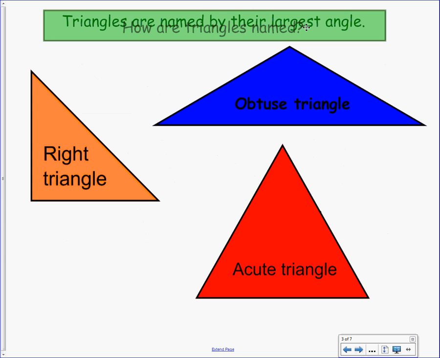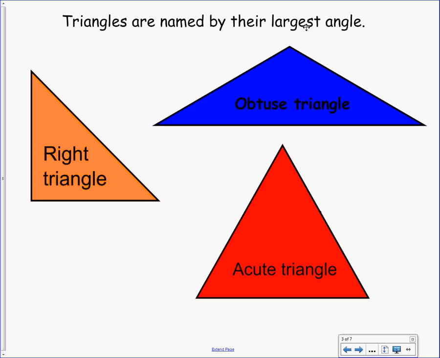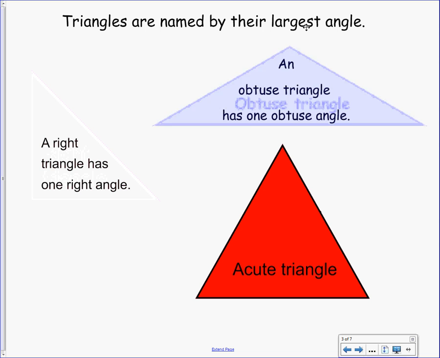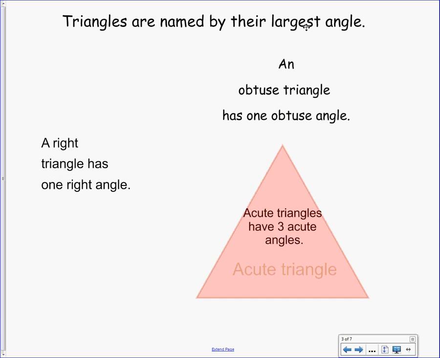So triangles are named by their largest angle. A right triangle is a triangle that has one right angle. An obtuse triangle has one obtuse angle, and acute triangles have 3 acute angles.